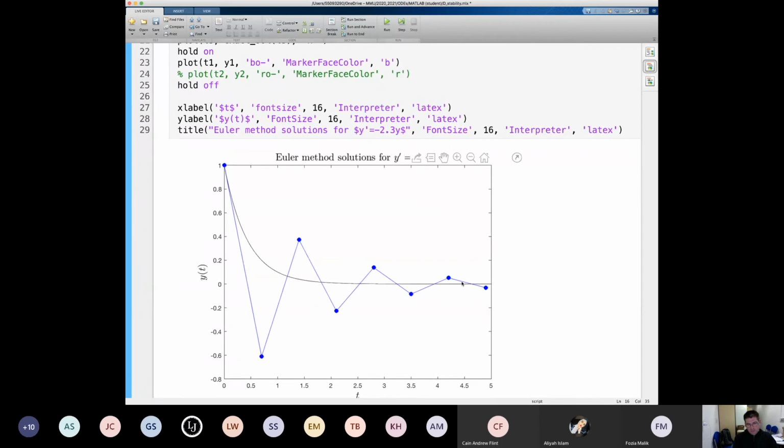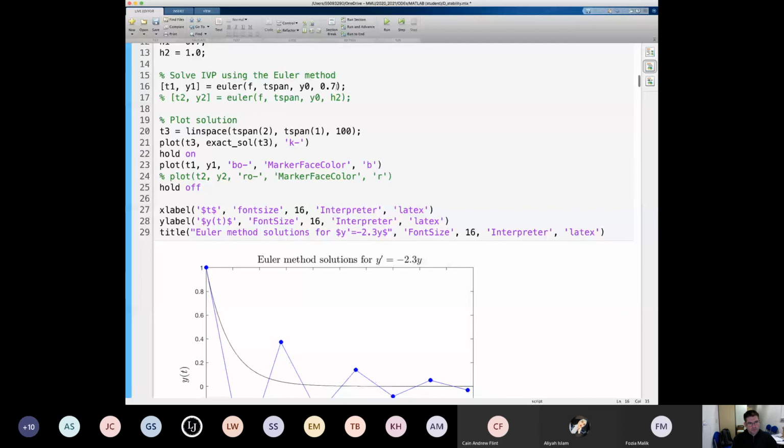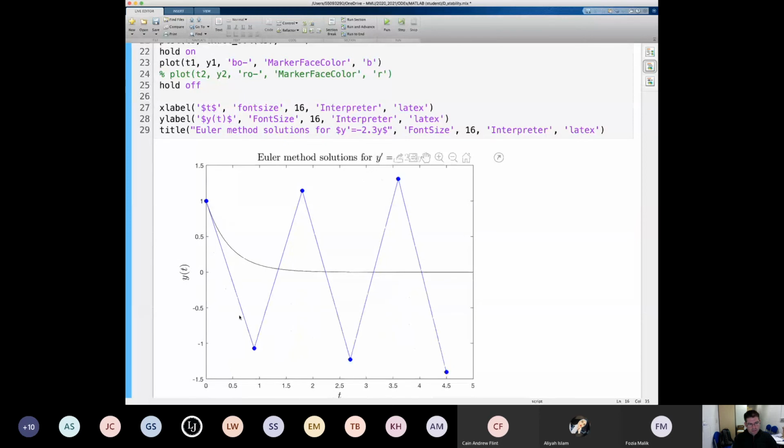So what's happening here is our solution isn't shooting off to infinity. But if I increase the value to something like 0.9, we have an unstable solution. So the errors are actually growing. You can see the errors between the computed value and the actual value are growing. So this is an unstable solution. For h equals 0.7, we had a stable solution. For h equals 0.9, we had an unstable solution.